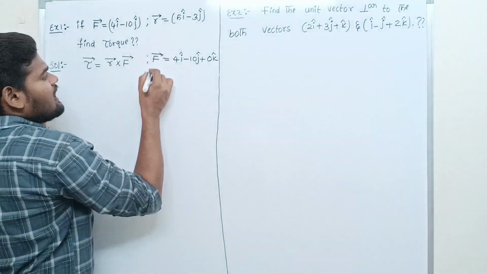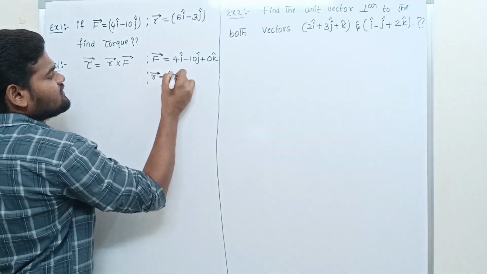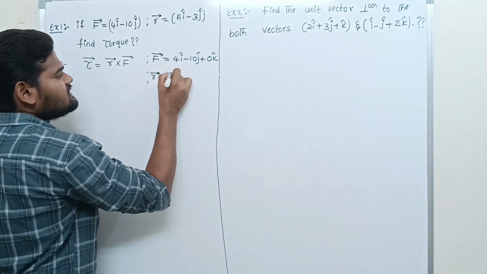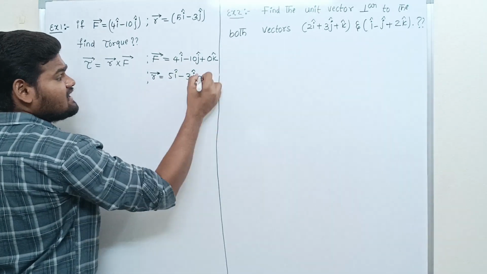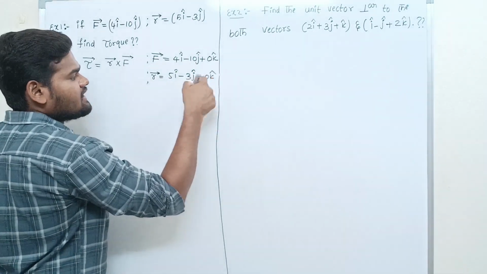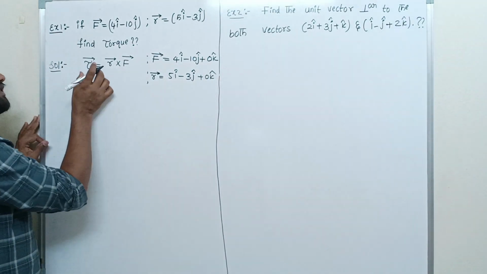Okay. So the r bar vector. r bar is equal to 5 i cap minus 3 j cap. The k cap component they have not given, I am just taking 0 k cap. 0 into something is 0. So now what do we have to do?